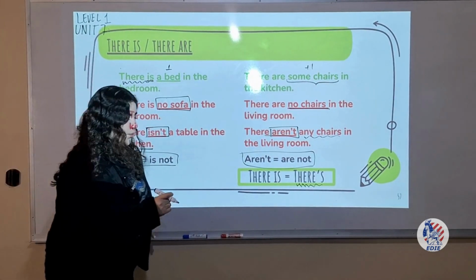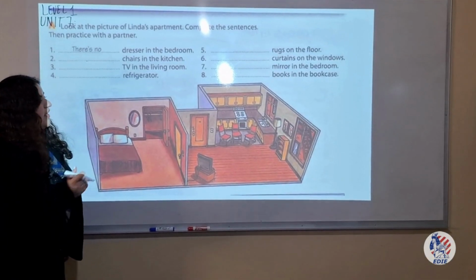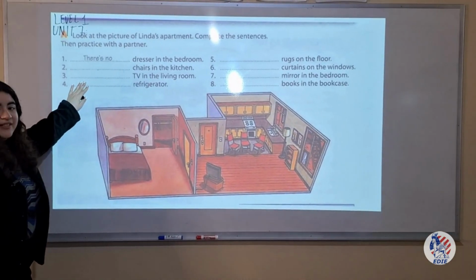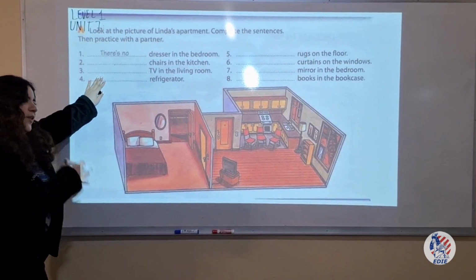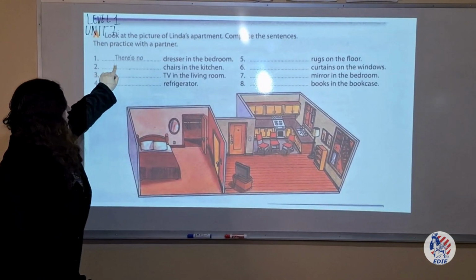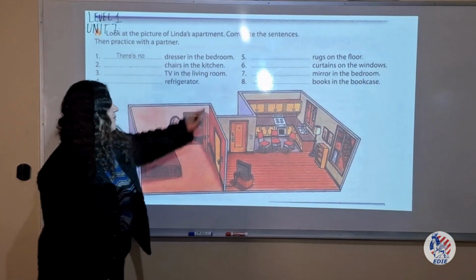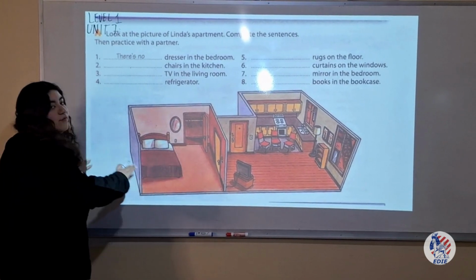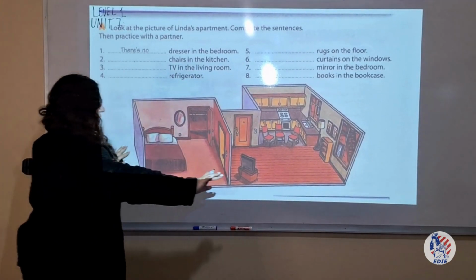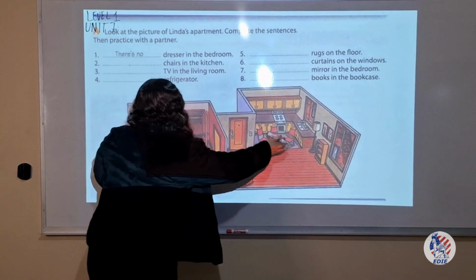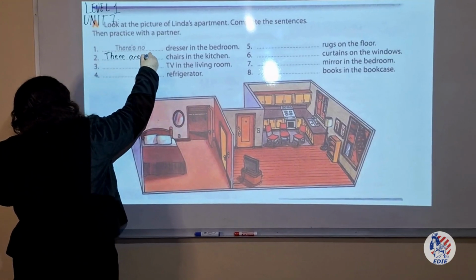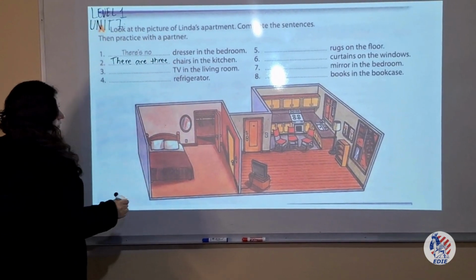Now, to practice, we're going to head to page 47, and we're going to take a look at the picture to complete the sentences that we have above, either with there is or there are no, depending on what we're missing. So first we have the example. There is no dresser in the bedroom. So as we can see, it is correct. We have no dresser in the bedroom. Then we have chairs in the kitchen. So we're going to head to the kitchen, and we can see that there are 3 chairs in the kitchen. So we're going to write that down. There are 3 chairs in the kitchen, right?